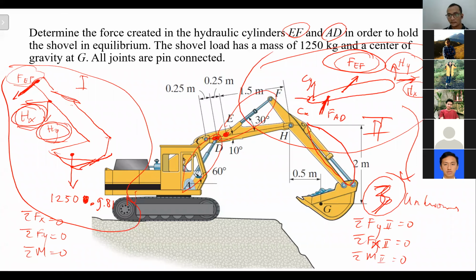You get it, Asad? Yes, sir. So basically, that's the way to solve the problem.